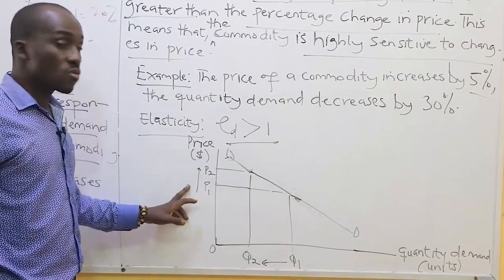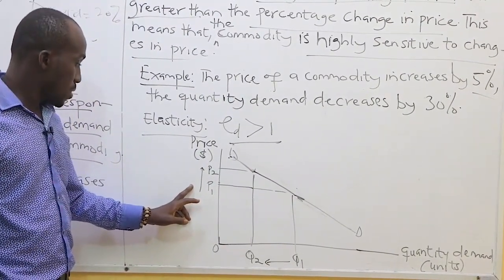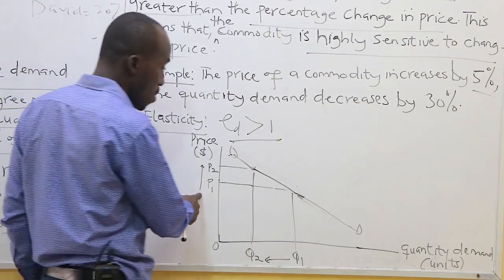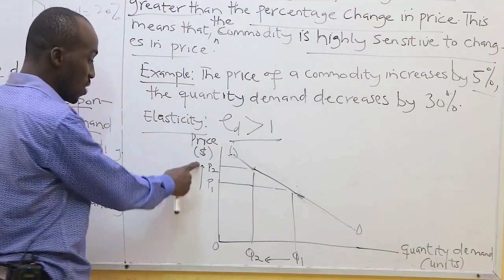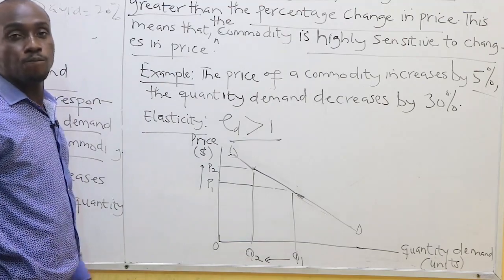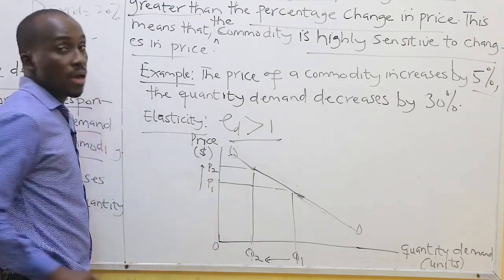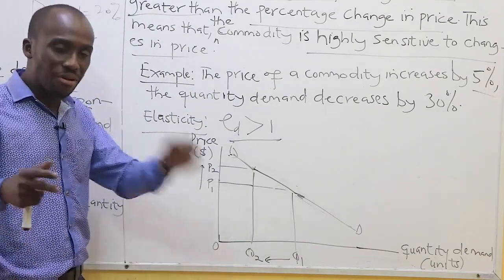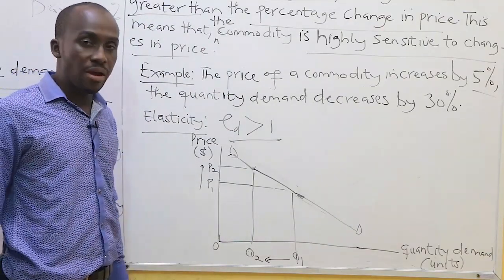The price was at P1. The price increased to P2. Look at it, the slight change in price. The price was at P1, now the price moves to P2, and look at the effect. The effect is that demand has fallen by a large margin. So the slight change in price has caused a large fall in quantity demanded. That's very egregious.